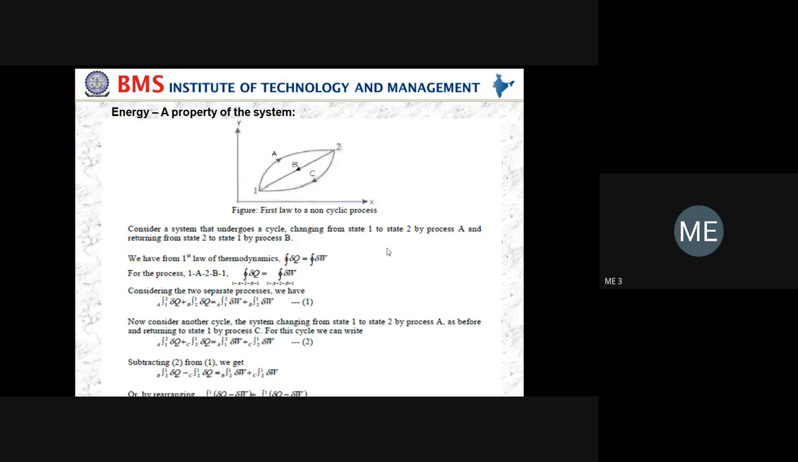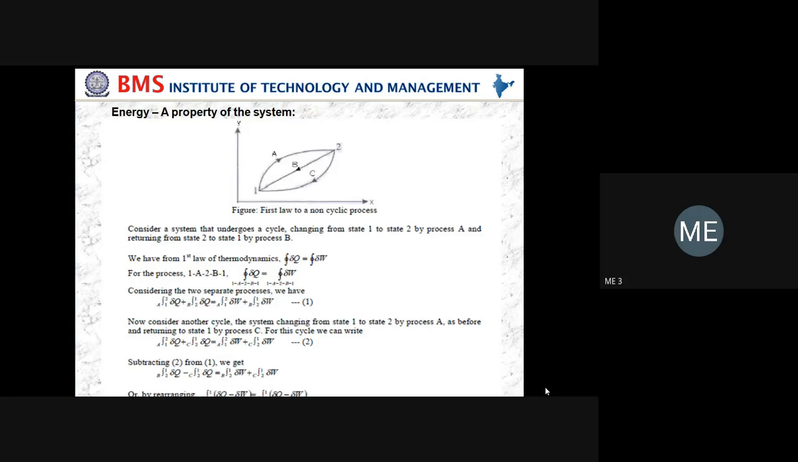Hence from this equation, it is clear that the internal energy is a property of the system. So we can write delta E as E2 minus E1, but we cannot write the integration of dQ as Q2 minus Q1, that is wrong. But we can write delta E, that is nothing but the change in internal energy from the initial value to the final value, E2 minus E1 or U2 minus U1.